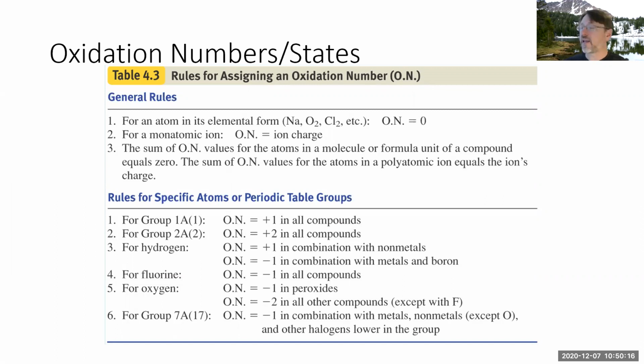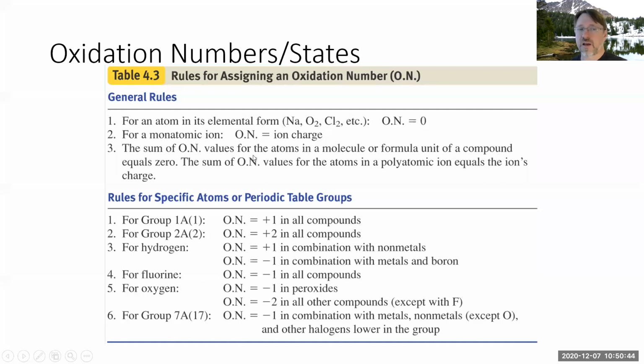It is useful in cases where you don't necessarily know what the Lewis structure is going to look like. But these rules that are being used here are based on the same principles that we've already talked about. So an atom in its elemental form has an oxidation number of 0. We've already talked about that. A monatomic ion, the oxidation number is the charge of the ion.